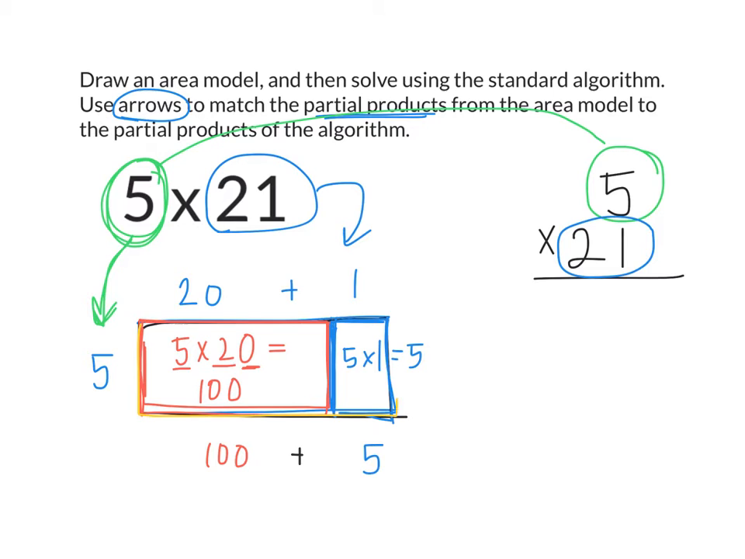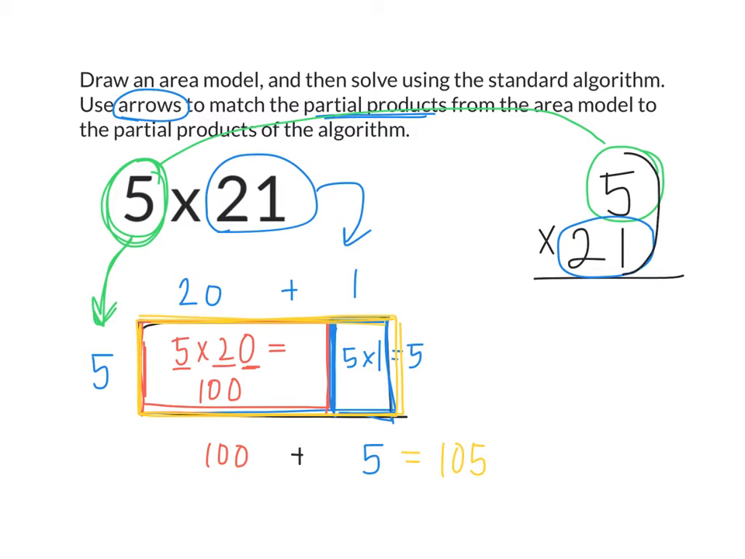They're both partial products. In order to find the area of the total rectangle, which is what I'm trying to do, to find 5 times 21, I have to add those together, don't I? So what's 100 plus 5? 105. Now, let's see what's happening when we do the standard algorithm.